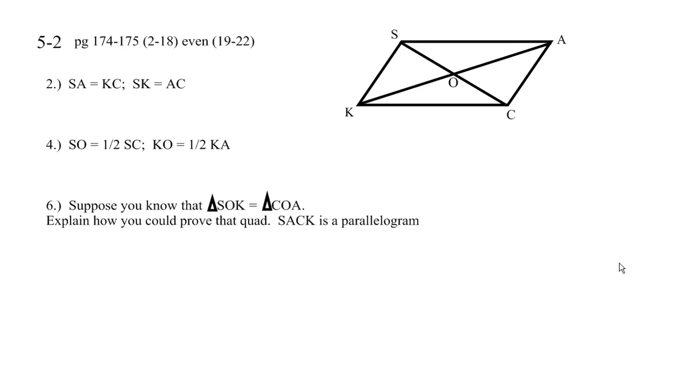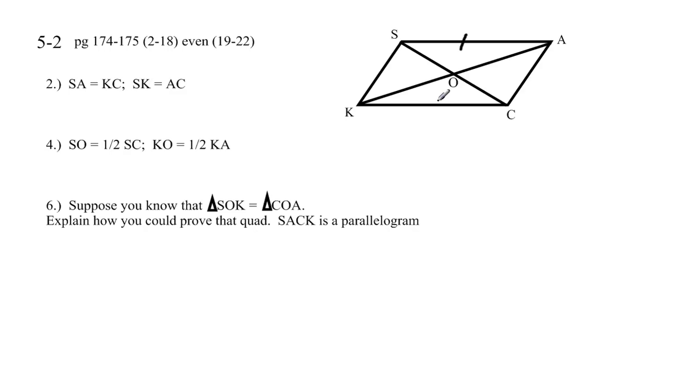We're going to be going over the homework assignment from section 5.2. The problems that we'll look at are from page 174 to 175, 2 through 18 even, and 19 to 22. First, the directions say, state the principal definition or theorem that tells you that SACK is a parallelogram. And in the first one, you're told that SA and KC are the same length.